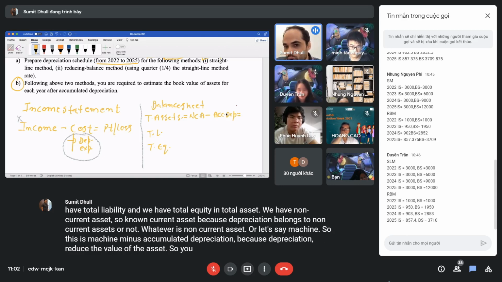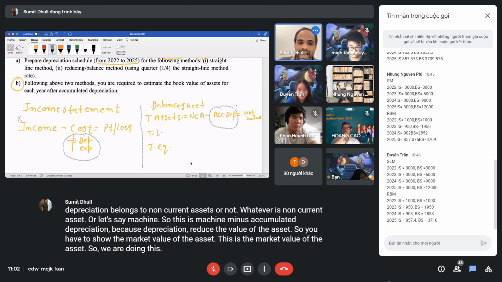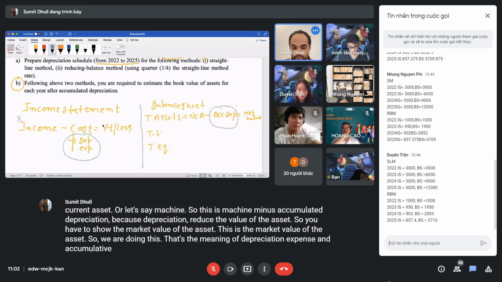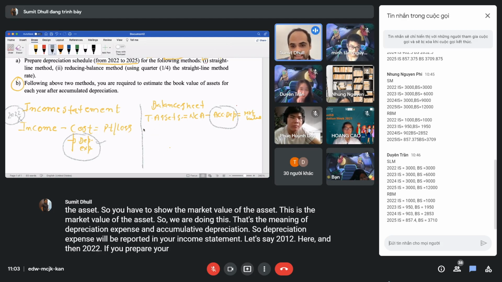So you have to show the market value of the asset. This is the market value of the asset. So we are doing this. That's the meaning of depreciation expense and accumulated depreciation. Depreciation expense will be reported in your income statement, let's say 2022 here, and then 2022, if you prepare your asset, that's your accumulated depreciation for 2022.